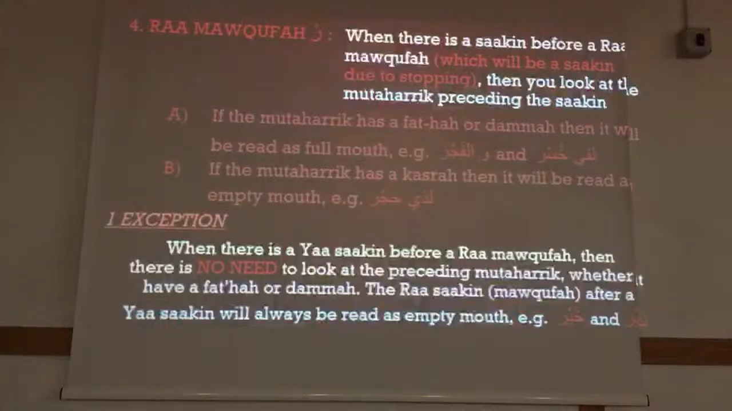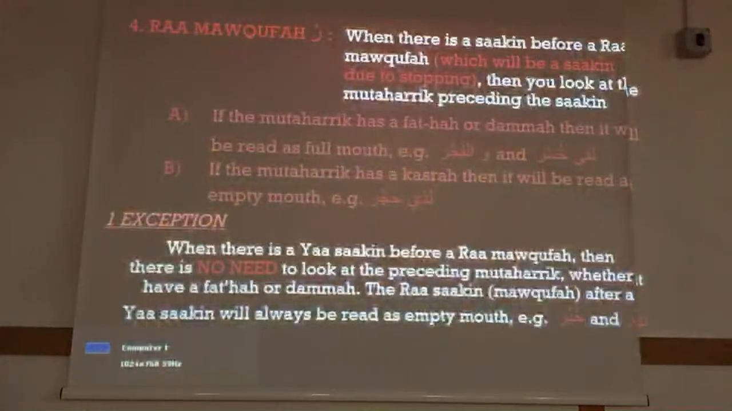Whether there's a fatha before the ya sakin, or a kasra before the ya sakin, in both cases the ra will be empty mouth. Very simple rule. A simple example is this word khair. First of all, we have a ra mawqufa. We're stopping, aren't we? Khair, ra mawqufa. What's the letter before? Ya with a sukoon.